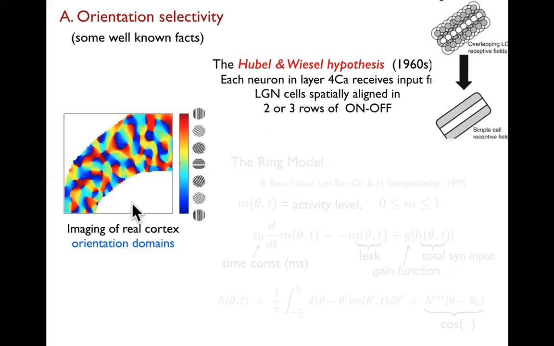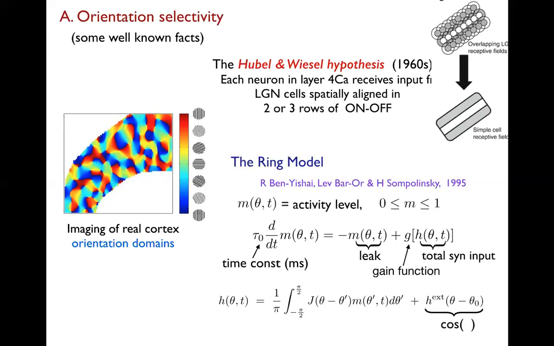The second fact that's very good to know is that neurons that prefer the same orientation tend to be grouped together. This is an optical imaging of a piece of real cortex, and the color code tells you which orientation it prefers. You can see that the ones that prefer blue tend to be grouped together, red tend to be grouped together, and so on. These are the two main facts that are well known about orientation selectivity.